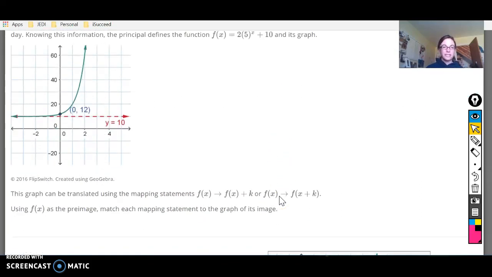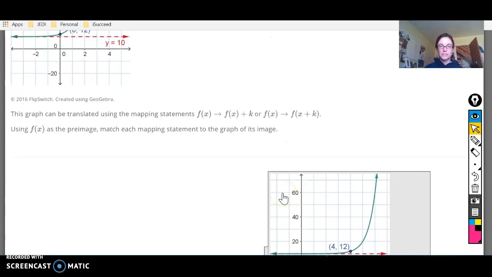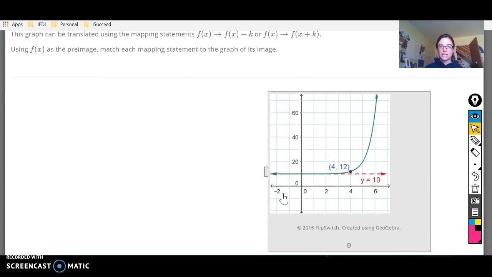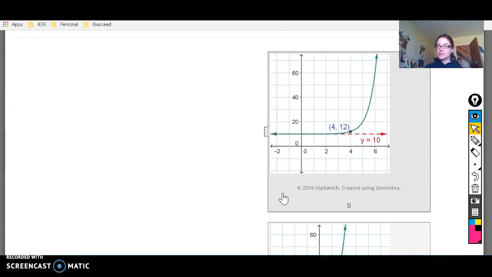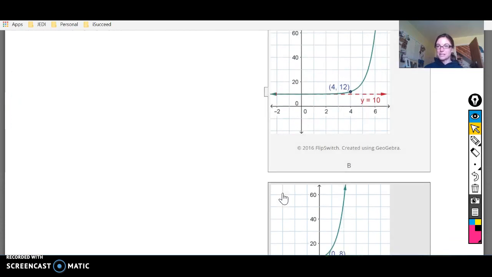This graph can be translated using the mapping statements f of x going to f of x plus k, or f of x going to the quantity f of x plus k. So there's kind of 4 ways to do this, if you add and subtract vertically or if you add and subtract horizontally. So we will try and match each of these up with the respective mapping functions.